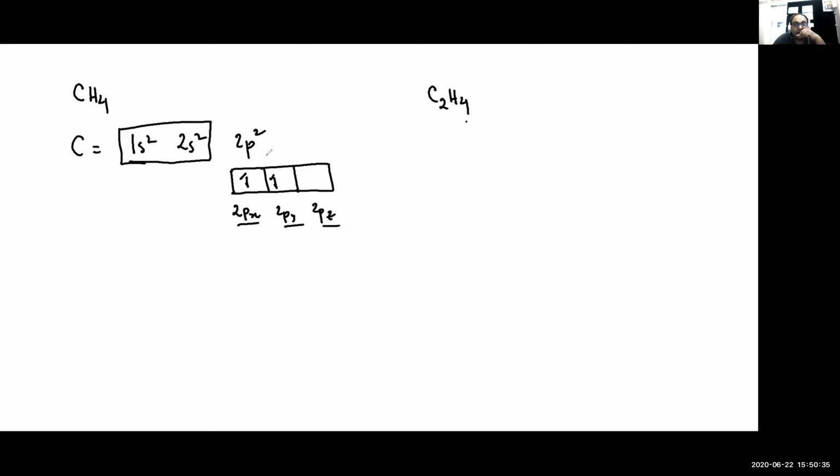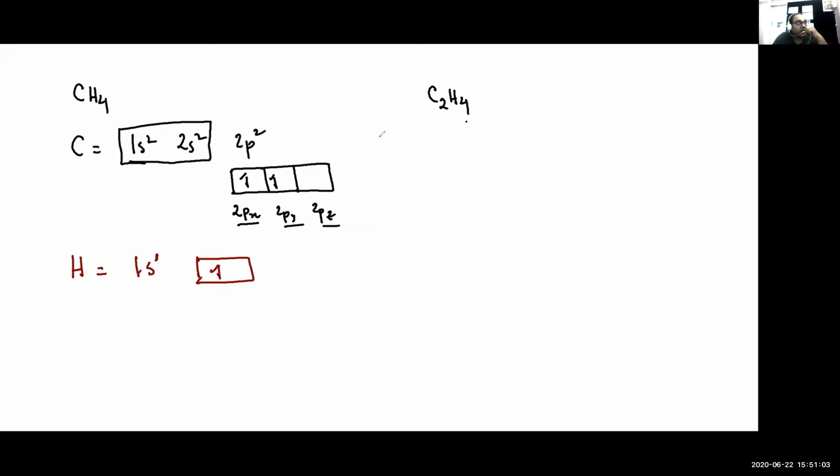Now, hydrogen on the other hand, let's take hydrogen with a different color. Hydrogen has just 1s1, right? So it just has 1 electron. Is everybody clear up to this? Yes, sir. Any questions? No, sir.